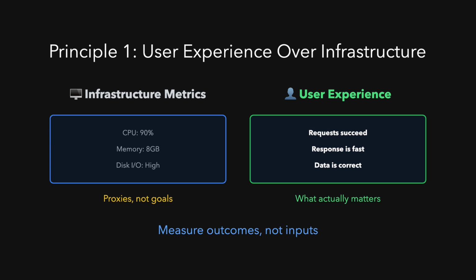Let's say you run an e-commerce site. Your checkout service has 99.9% availability. That's 33 minutes of downtime per month. Your analytics dashboard has 99.5% availability. That's 3.6 hours of downtime per month.